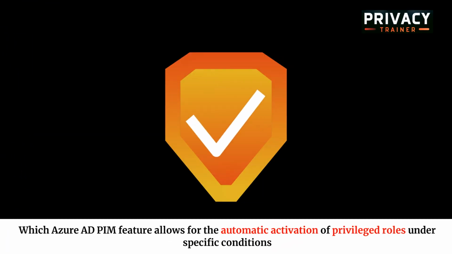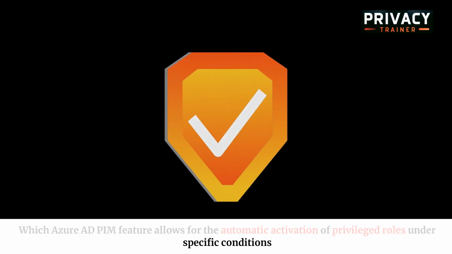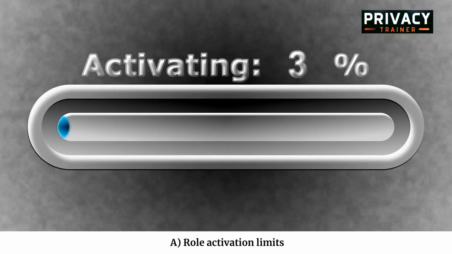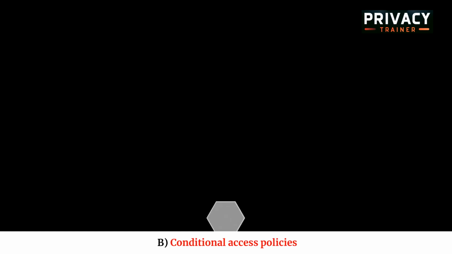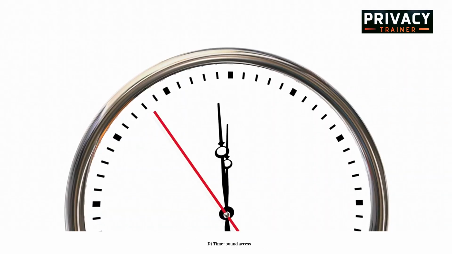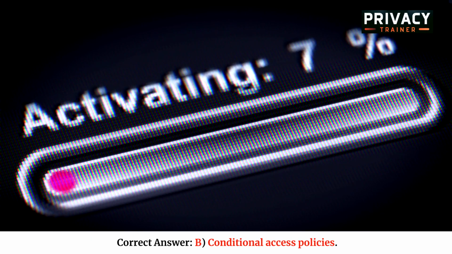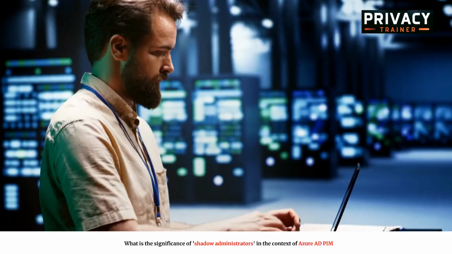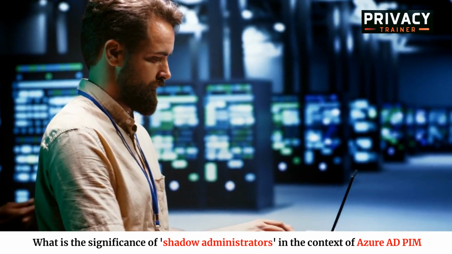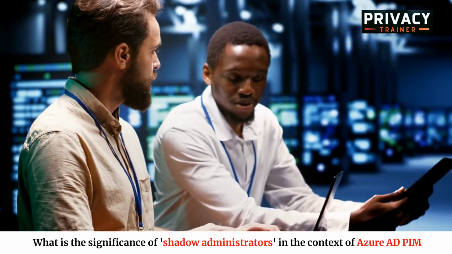Which Azure AD PIM feature allows for the automatic activation of privileged roles under specific conditions? A. Role activation limits. B. Conditional access policies. C. Dynamic groups. D. Time-bound access. Correct answer: B. Conditional access policies.